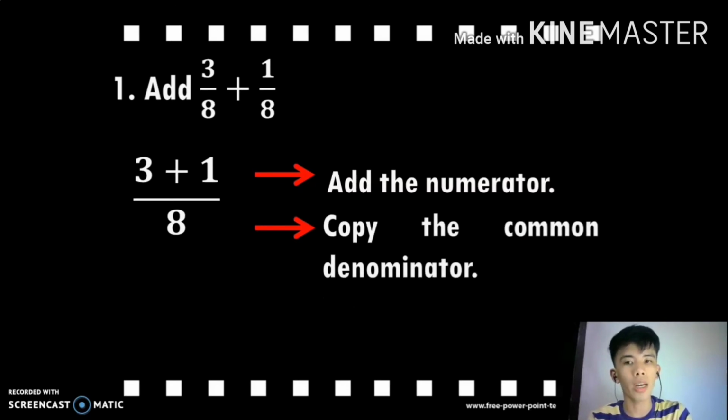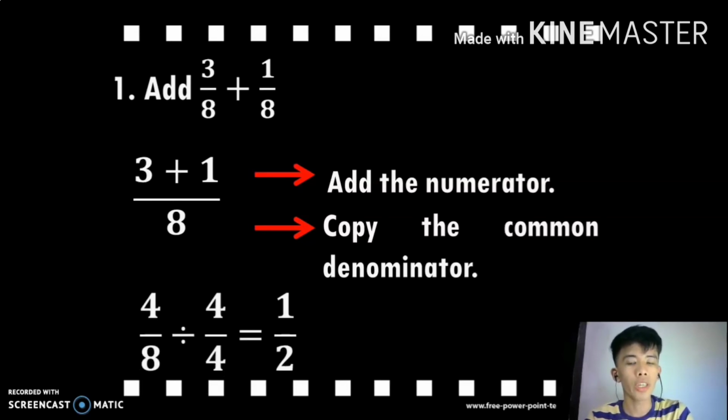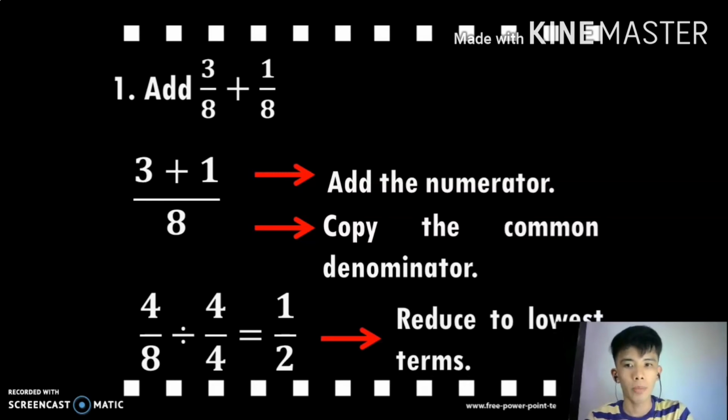And what is 3 plus 1? So 3 plus 1 is equal to 4. Then 4 over 8. Always reduce to lowest term. So 4 over 8 can be simplified by dividing both numerator and denominator by 4. So the answer will be 1/2. So the final answer is 1/2. Okay, that's the simplified answer. So dun tayo lagi sa pinaka-simplest form.